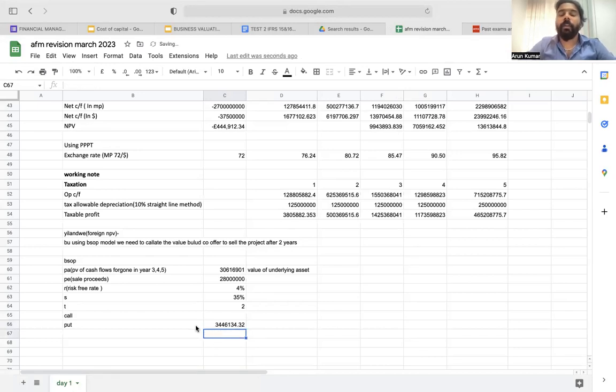So this is the value of that offer. Now when you are asked to calculate the total value of the project, considering real options, what will be the value of the project? The value of the project needs to get netted off.